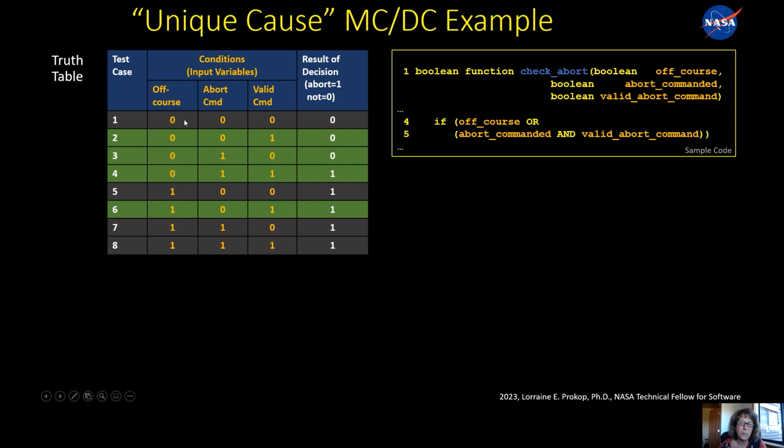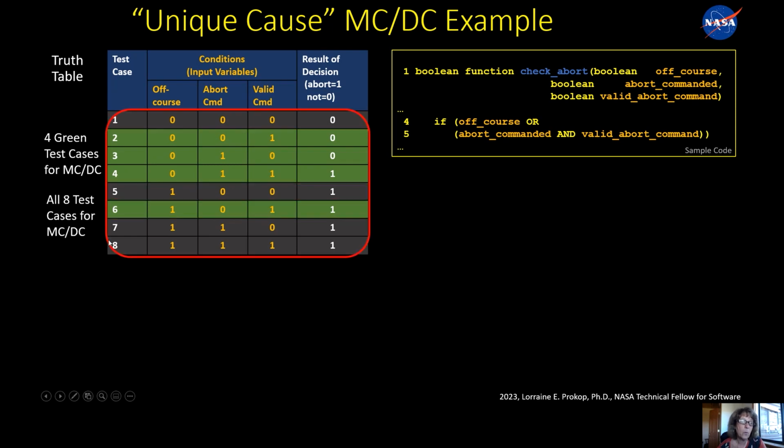So with 3 variables or conditions, you end up with a possibility of 8 permutations of what those could be when you call this function: 0, 0, 0, 0, 0, 1, up to 1, 1, 1. And that yields 8 test cases. And then correspondingly, I put the result of the decision, what it should be. 0 would be don't abort, 1 would be abort for that piece of code. So in MCDC, I'm going to show that the test cases needed to fully test the meaningful paths here are these 4 green ones, where all the possible cases are the 8 in red.